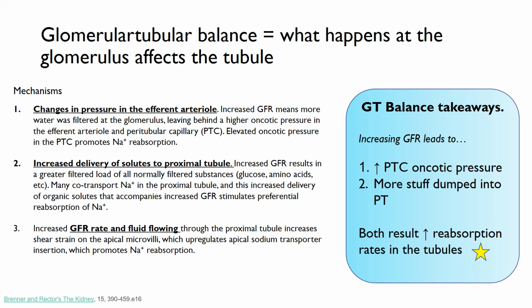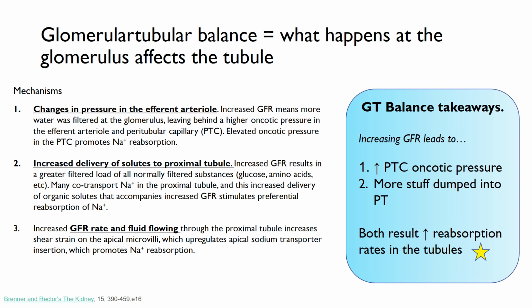Now, there's three big mechanisms that contribute to this: changes in pressure, for instance in the efferent arteriole; increased delivery of solutes to the proximal tubule; and then overall GFR, where fluid flowing through the proximal tubules can stimulate microvilli, which promotes sodium reabsorption. These are the big mechanisms behind this, and I'm not going to read this to you. Hopefully it makes sense after you read it to yourself. But over here on the right, I put the main takeaways of what glomerular tubular balance is.